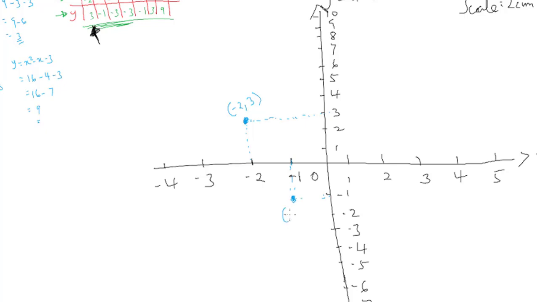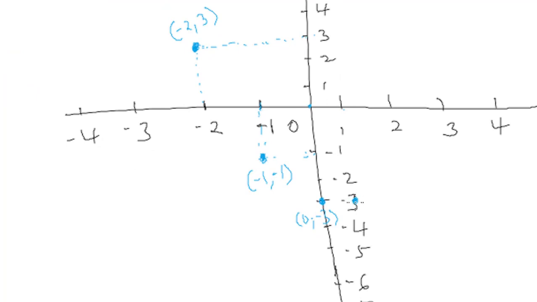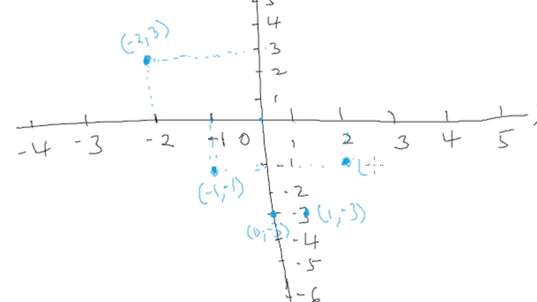So you have -1, -1. Then the next one is 0 and -3. So we are hitting this particular level. So 0 and -3. The next one is 1 and -3. So we are hitting somewhere here where our x is 1, our y is -3. Then the next one is 2, -1. So from this direction and this direction, we are getting our 2 and -1.